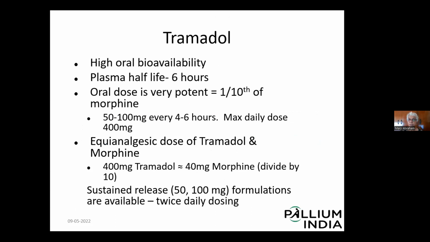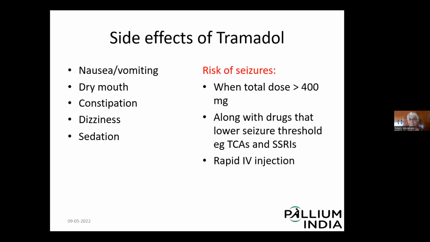It has a high oral bioavailability, very well absorbed orally. Plasma half-life is 6 hours, so you have to repeat it every 6 to 8 hours. The oral dose is 1/10 as potent as morphine. Like if you're giving 40 mg morphine, it works out to 400 mg tramadol. You divide the tramadol by 10 to get the equianalgesic dose of morphine. The dose is 50 to 100 mg every 4 to 6 hours. You can go up to 400 mg. Sustained release tablets are also available, which can be given twice daily.